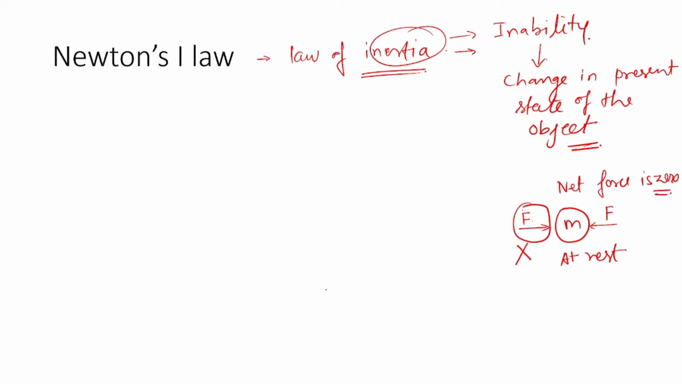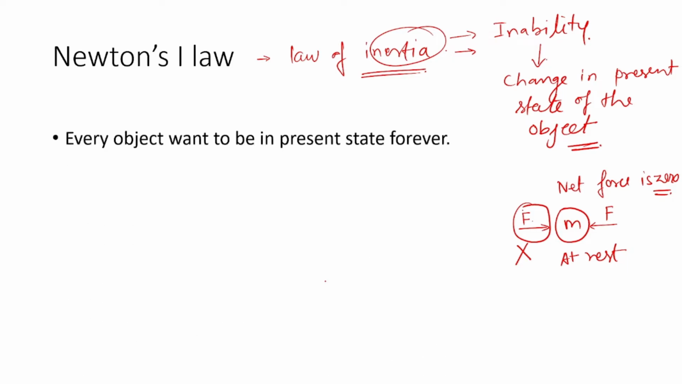So Newton's first law of motion, which is the law of inertia, says that if the net force acting on an object is 0, then the object will not change its present state. It means every object wants to be in its initial state in the absence of an external force.